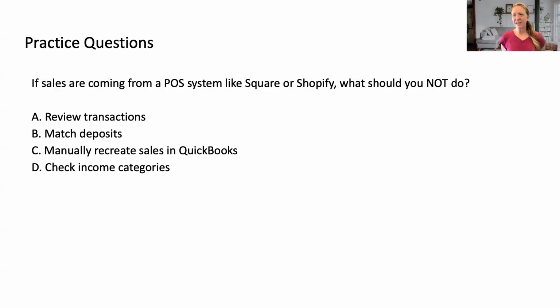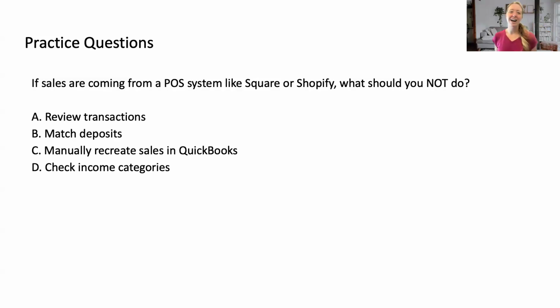If sales are coming from a POS system like Square or Shopify, what should you not do? A, review transactions. B, match deposits. C, manually recreate sales in QuickBooks. Or D, check income categories. Yep, you guys are answering C.